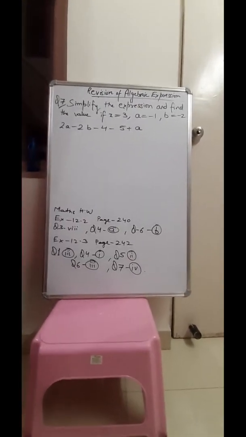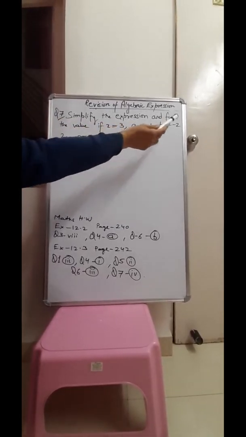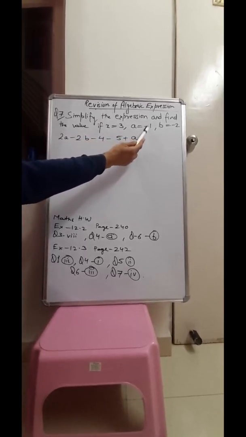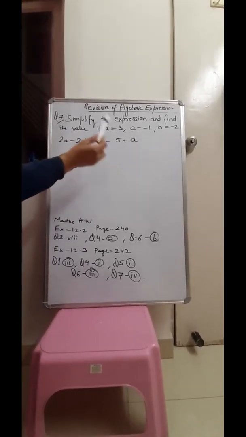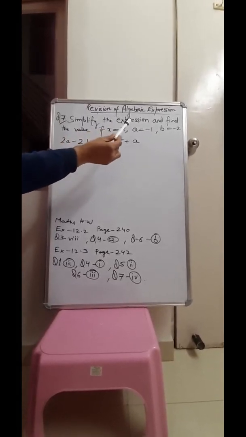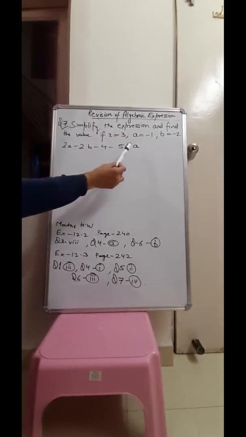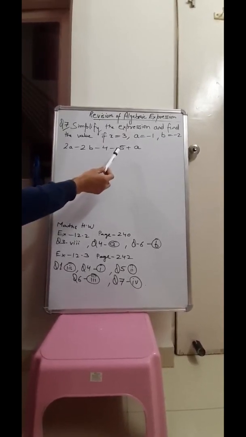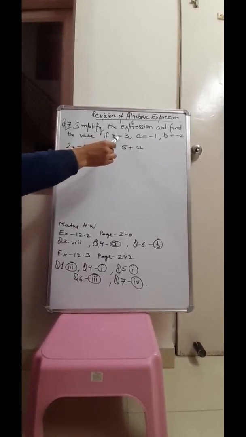Now students, this is your last question, question number 7. Simplify the expression and find the value if x is equal 7, a is equal -1 and b equal -2. So here first we have to solve the expression. After solving the expression, then we have to put the value of x as 3, a as -1, b as -2. So now here we can see that there is only a and b. We are not having x as a variable. So when there is no x, you need not take x as 3.